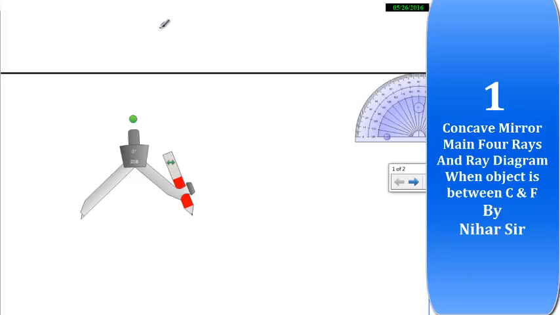Hello friends, I will teach you what is a concave mirror, what are the terminology related to concave mirror, and how to draw the ray diagram for concave mirror in this video. So first of all, I will draw the concave mirror, right?